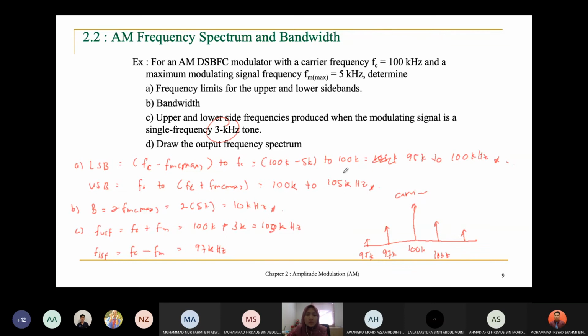And also the limit, the maximum is 105. Okay. And the unit is hertz.